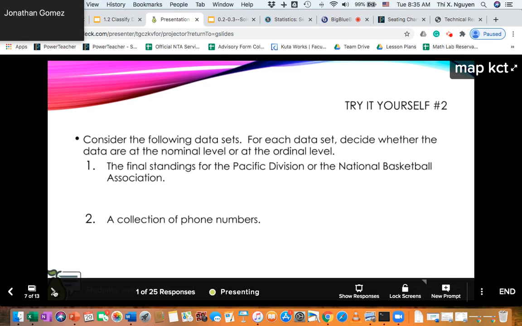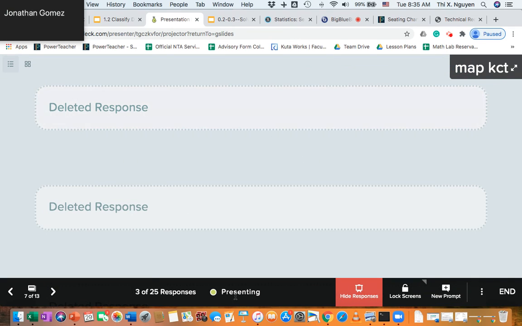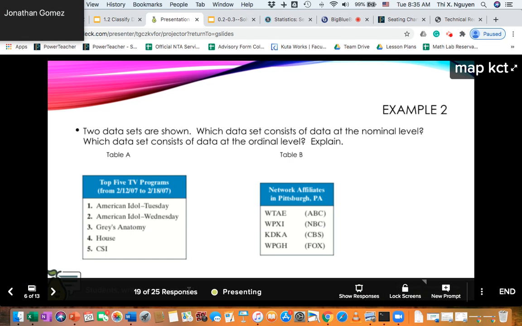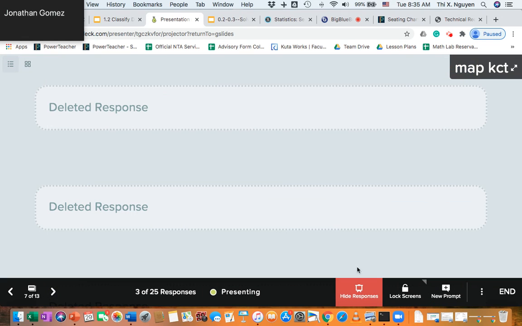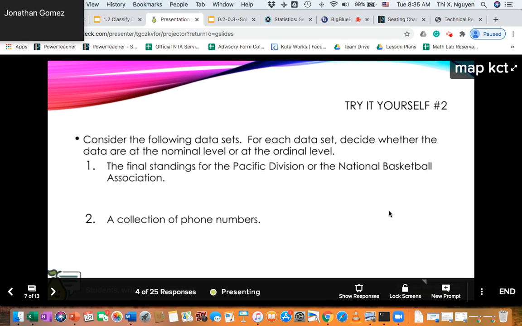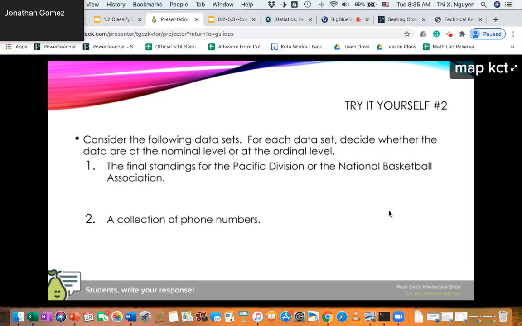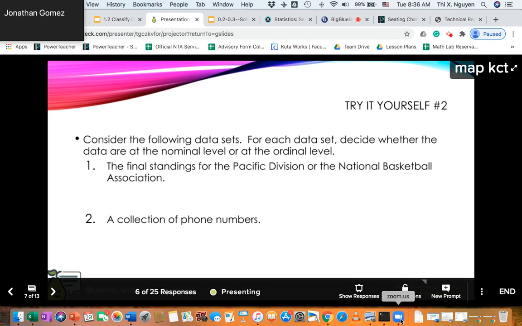All right, this is the one that I want you to start to write your answer for this one. I'm going to hide the response. Okay, over here. All right, so over here I have two things for you. One is going to be nominal. One is going to be ordinal. So take a few seconds to write that.